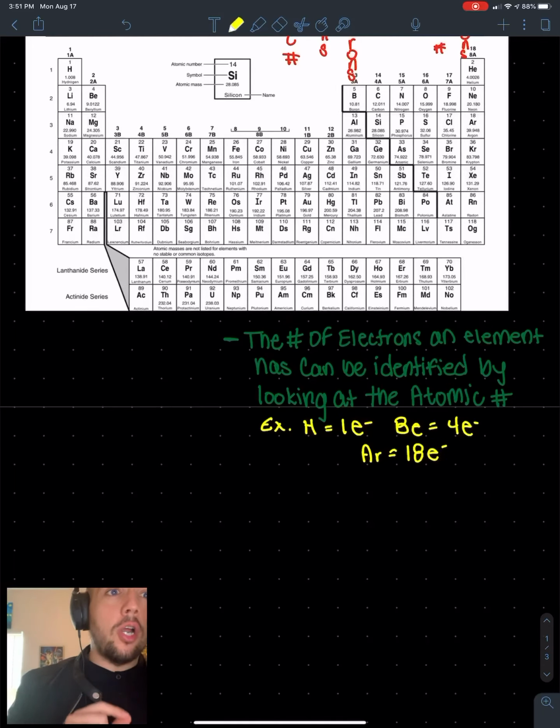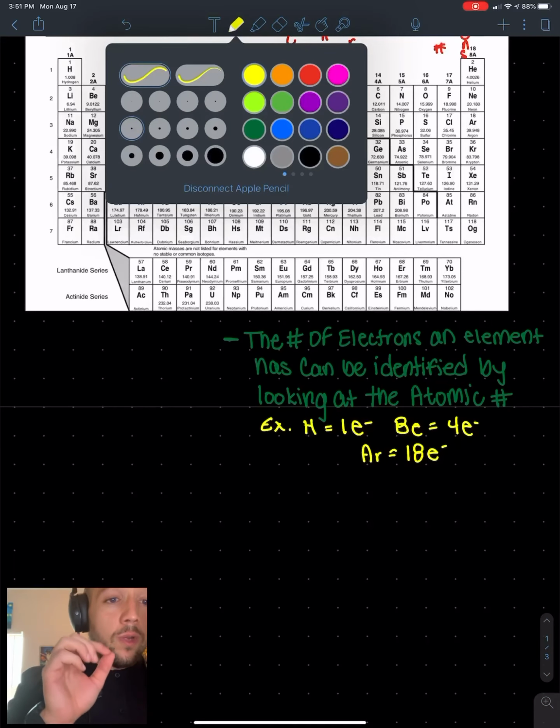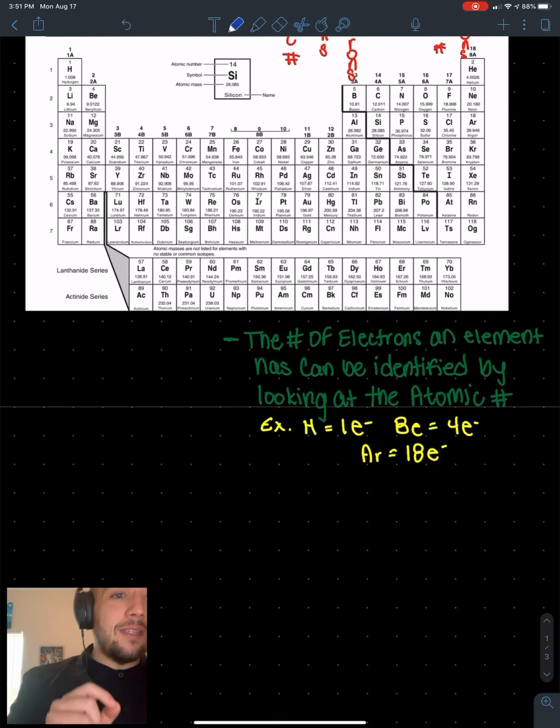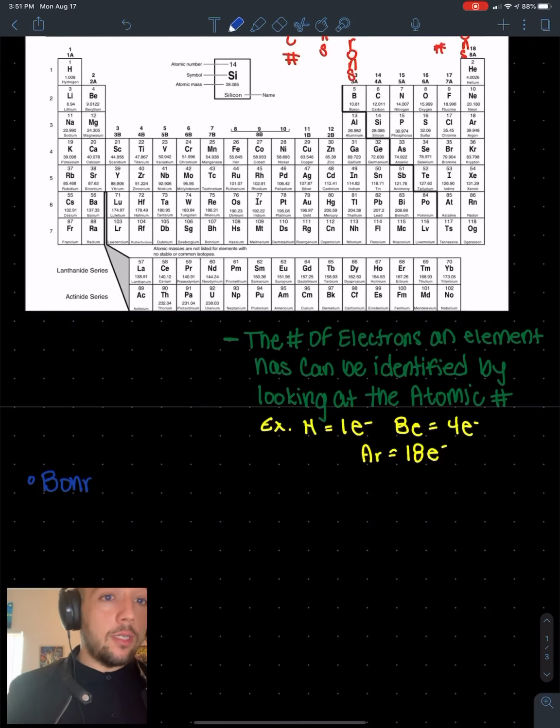And then we have argon. Argon is Ar, which is number 18. That tells me that the atomic number is 18. There are 18 protons and 18 electrons.